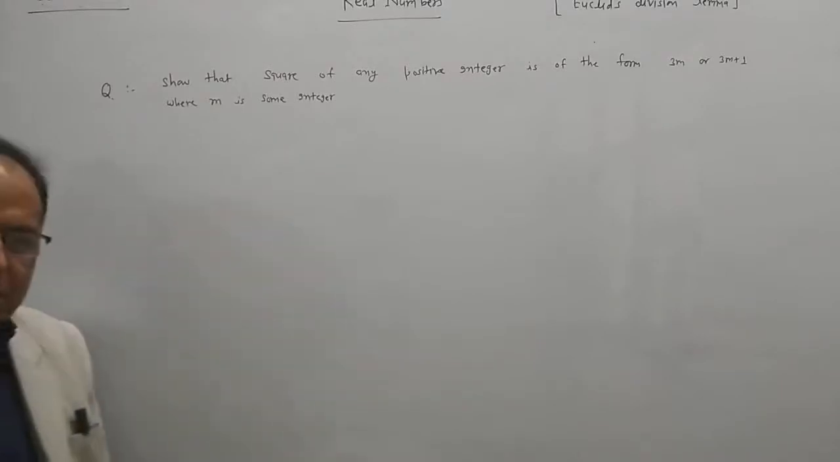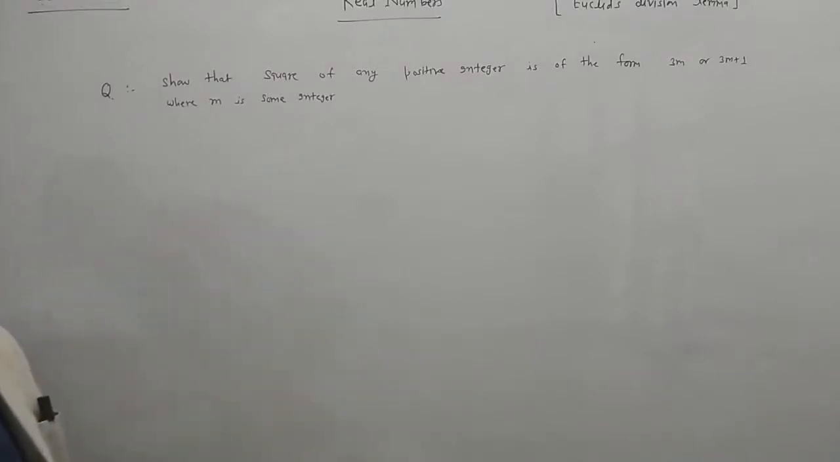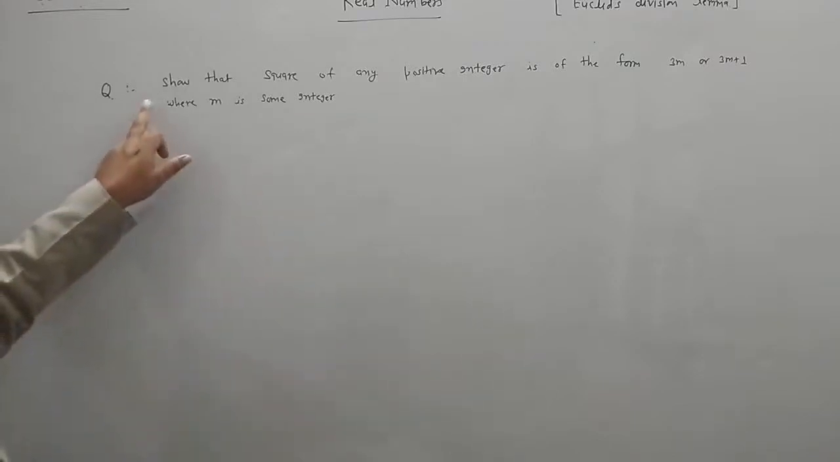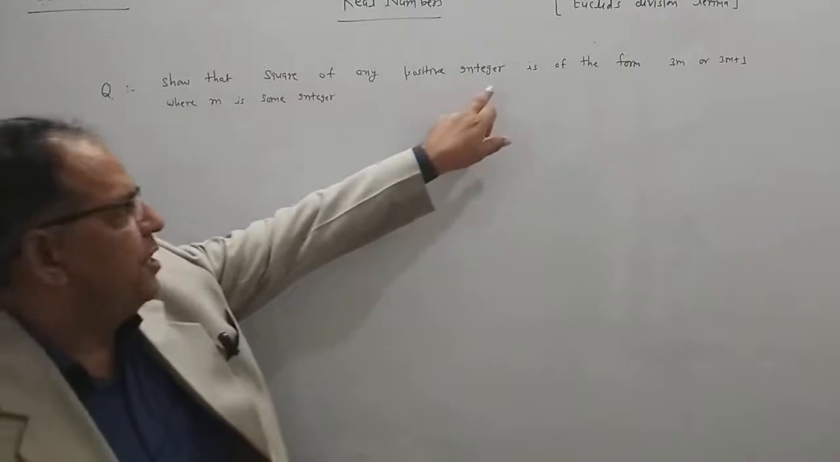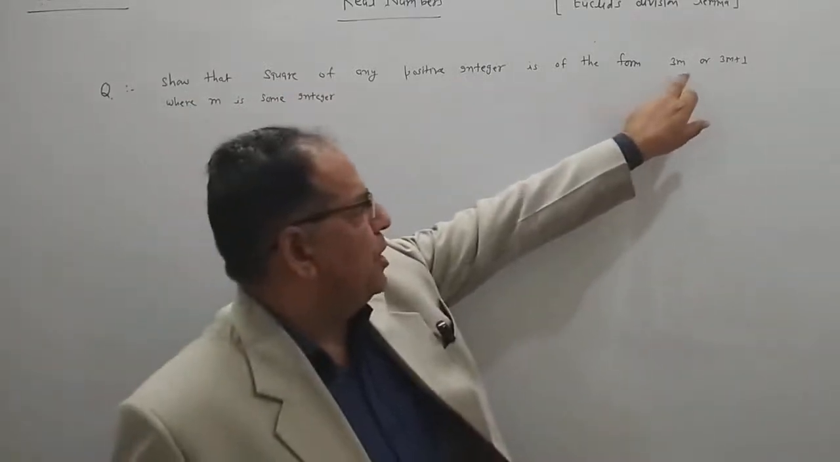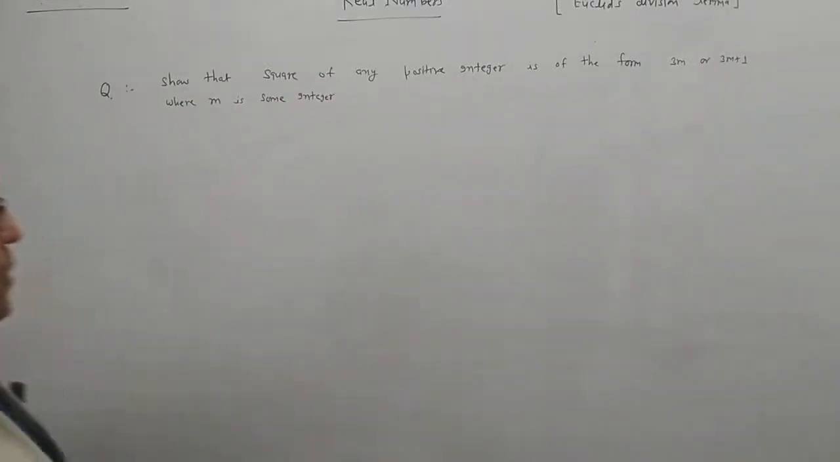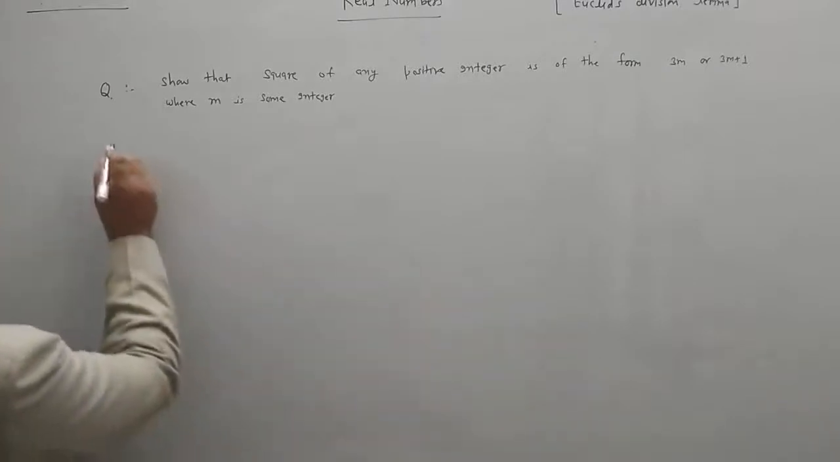Hello students, today I am taking some problems based on Euclid division lemma. One of the problems is: show that the square of any positive integer is of the form 3m or 3m plus 1. So how can we solve it?